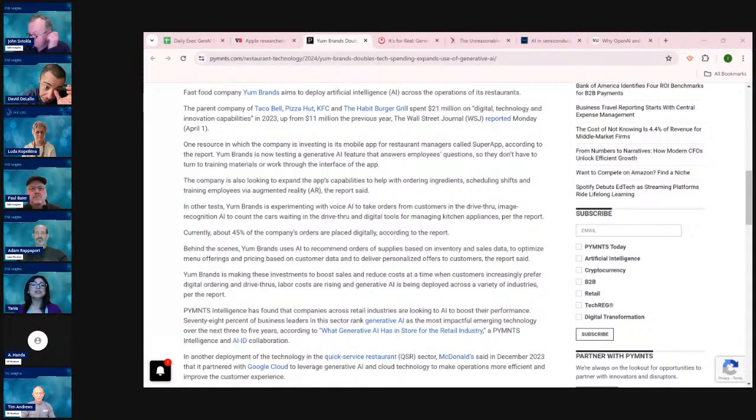I feel like this article went more than just, oh, we're using AI. Like they really explain their integrated strategy around AI. They're using it to improve internal operations. They talked about this mobile application called Super App, that they're looking at using so that employees can ask questions to it and kind of move away from traditional training.